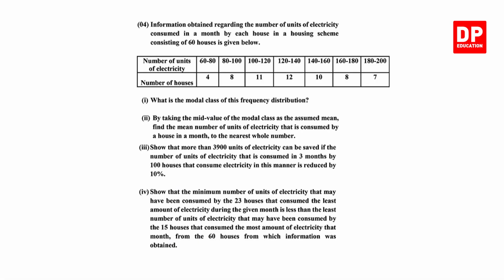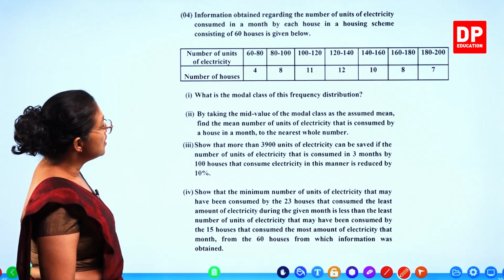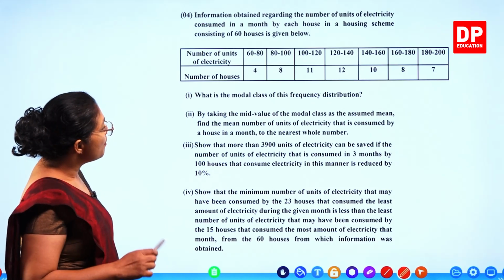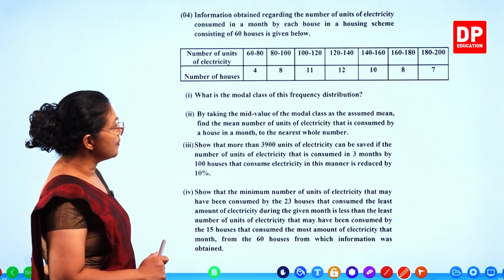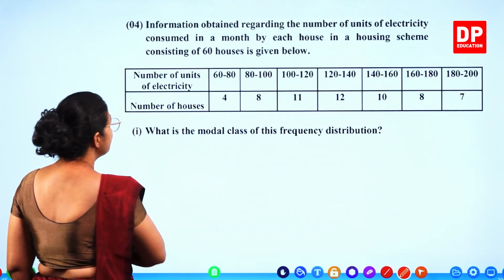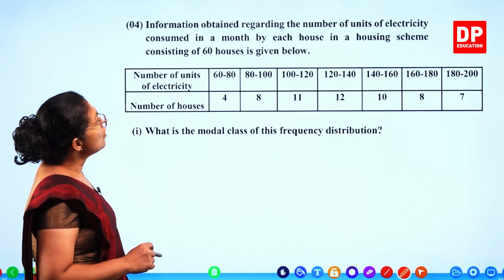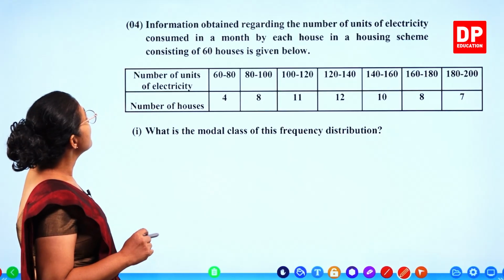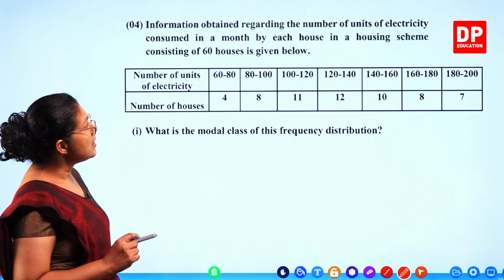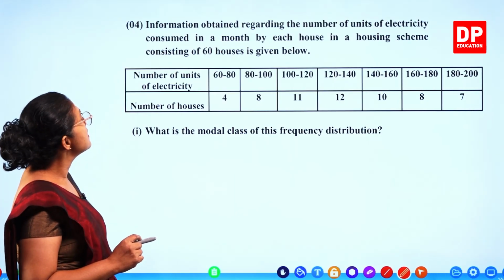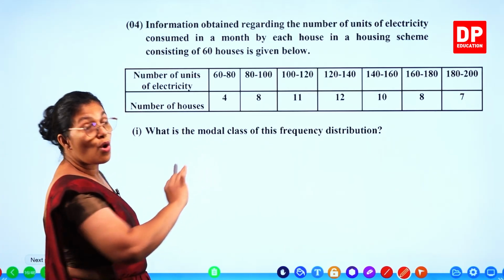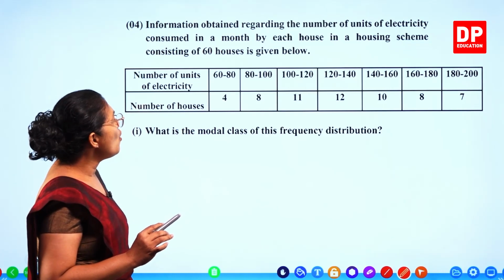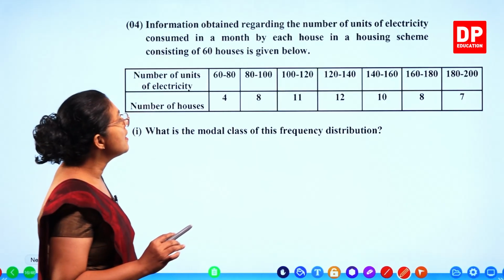Let's take question number 4. That's about statistics. So you have to find the mode, and then you have to find out the mean value, and using the mean value, you have to answer this question. Let's do that. Information obtained regarding the number of units of electricity consumed in a month by each house in a housing scheme consisting of 60 houses is given below. So that means number of houses altogether, 60 houses. What is the modal class of this frequency distribution?